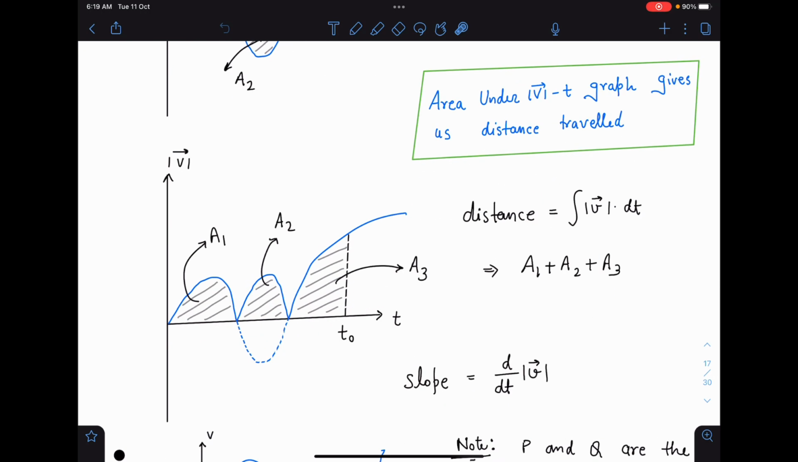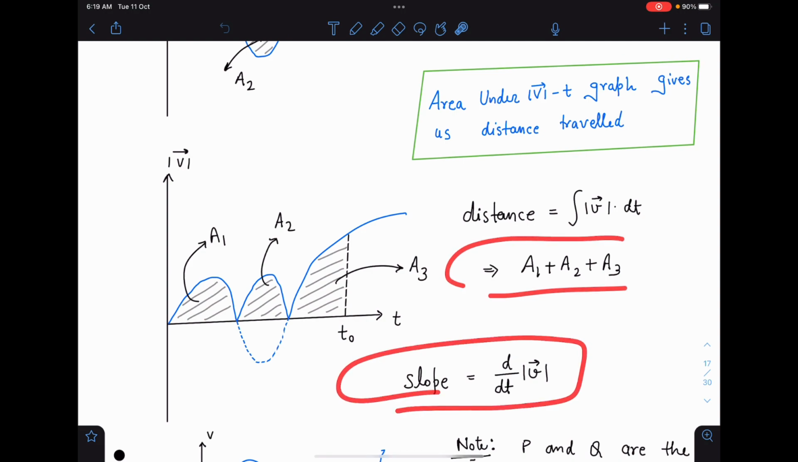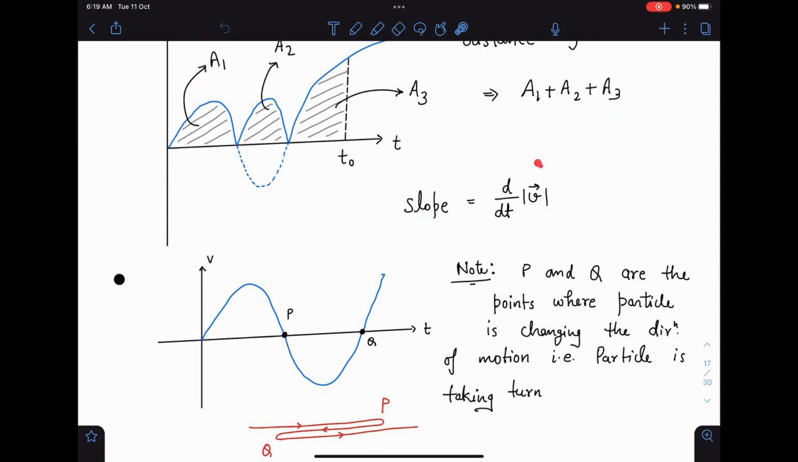Now let's come to this part. Total distance we have calculated. Slope is d by dt of mod v. This is tangential acceleration in 2D motion. Please remember. But here we are just going to take it as related to total acceleration, because it is moving in a straight line. Now let's read the next graph.